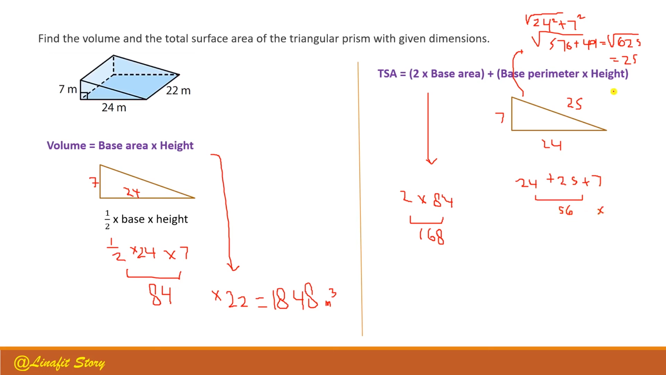56 times the height of the prism is 22. 56 times 22 is equal to 1,232. 168 plus 1,232 is equal to 1,400 square meters.